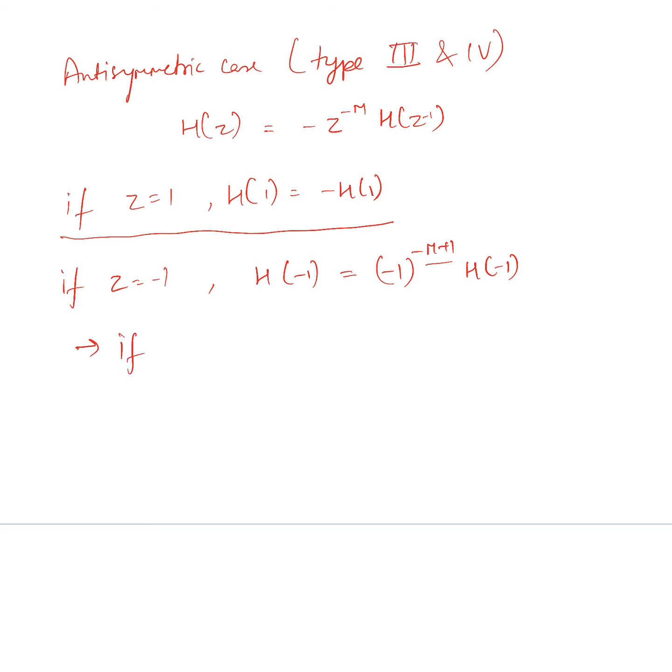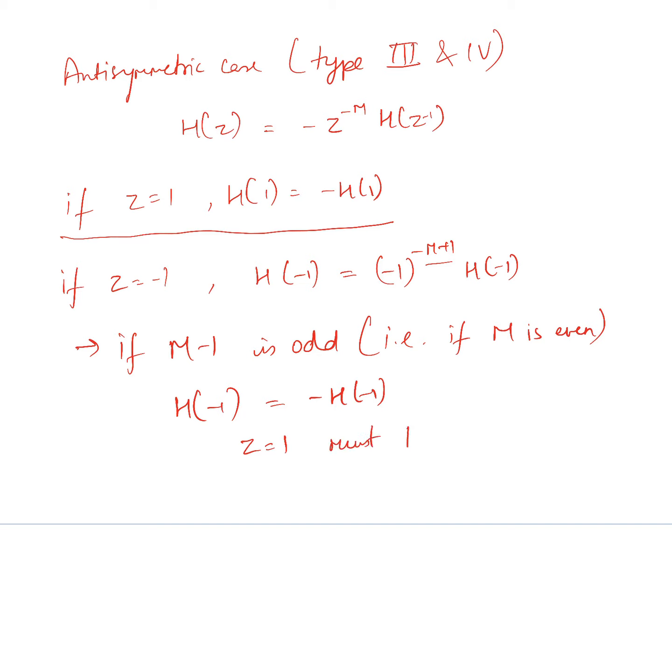So if your m minus 1 is odd, which is equivalent to saying that m is even, then you would have h of minus 1 is equal to minus h of minus 1, meaning to say that z is equal to minus 1 must be a 0. So for these anti-symmetric cases, when m is an even number, you would definitely have a 0 located at z is equal to minus 1.